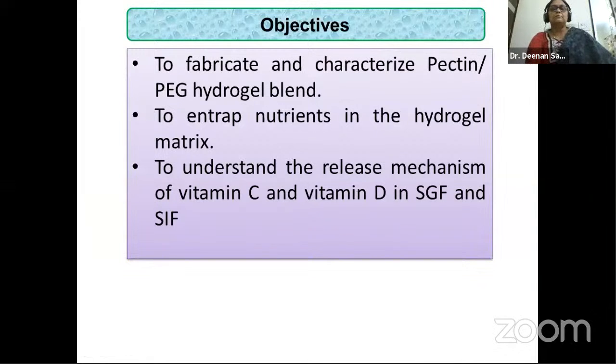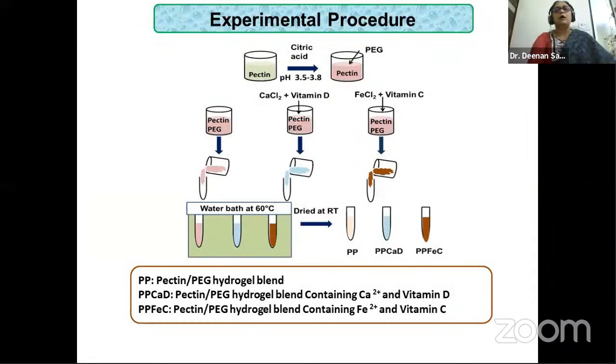For this part, the objective is to fabricate and characterize a pectin PEG hydrogel blend, entrapping the nutrients, and understand the co-release mechanism.